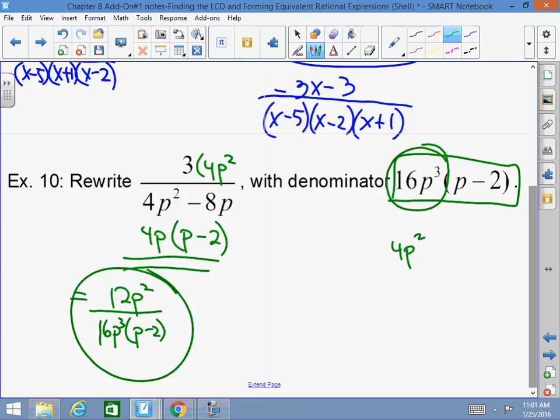How come the 4p squared wouldn't get distributed to p minus 2? Okay, because remember what I said. You never want to distribute the denominator. You want to leave the denominator as a product of its factors. You always want to distribute the numerator, for sure. But the denominator you leave as a product of its factors.